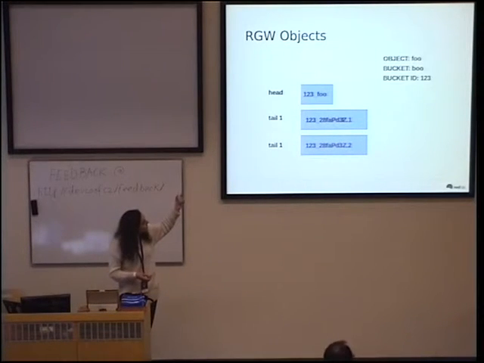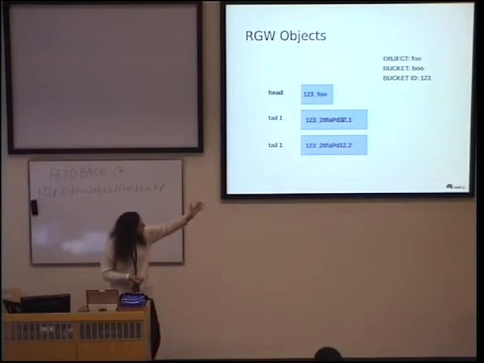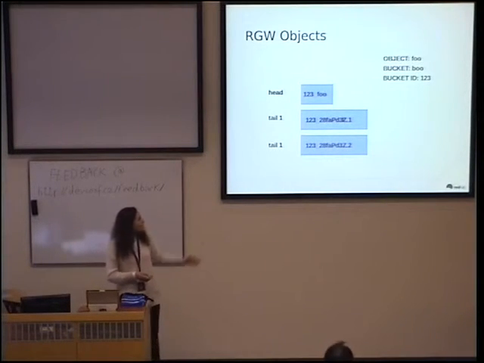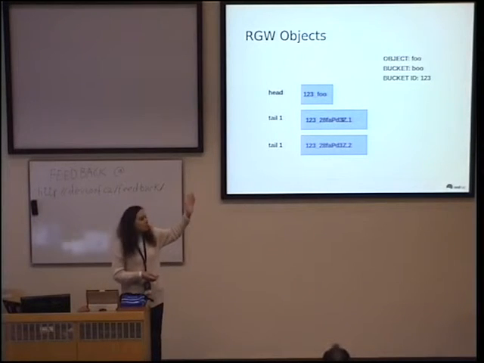It will start with a bucket ID, but then something strange. It's a UUID, some unique ID. And then the numbering means part one, part two, and so on.